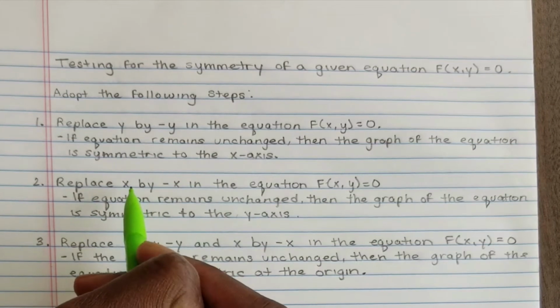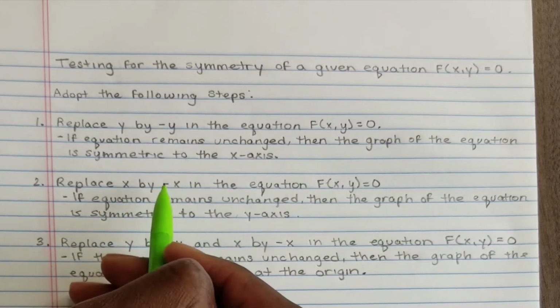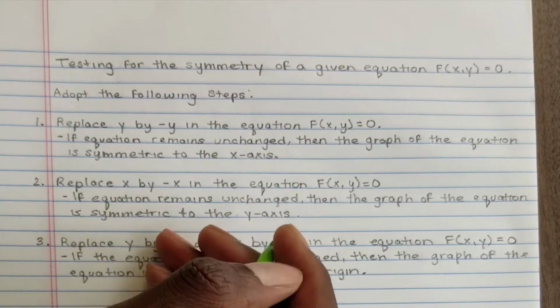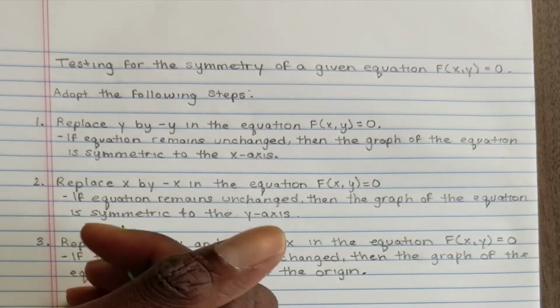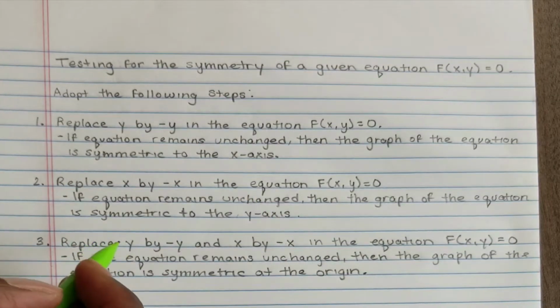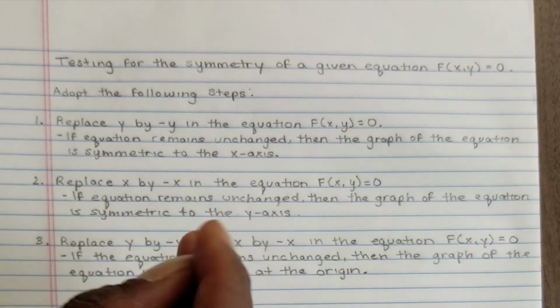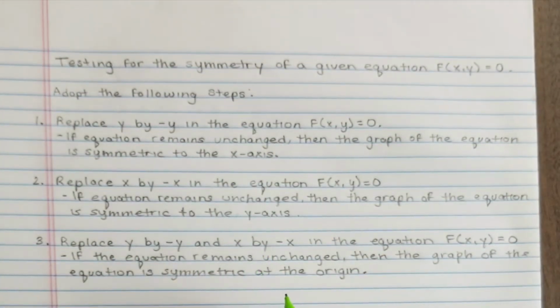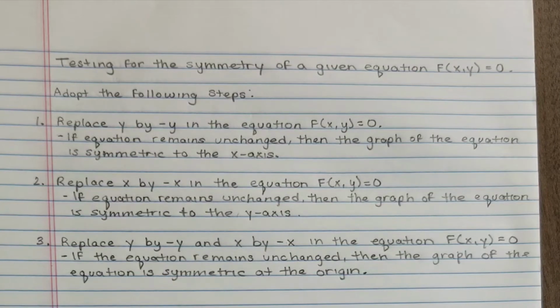Similarly, if you take the x value and replace it with negative x in the equation, and the equation remains unchanged again, then the graph is also symmetric about the y-axis. And lastly, if you replace both x and y with negative x and negative y, and the equation again remains unchanged, then we know that the equation is symmetric around the origin. So we're going to walk through a couple of problems and follow some examples to test this out and see what we get.